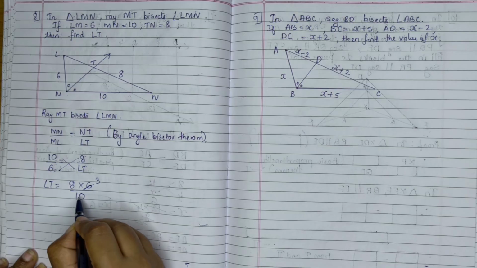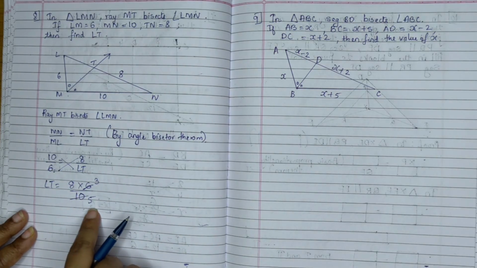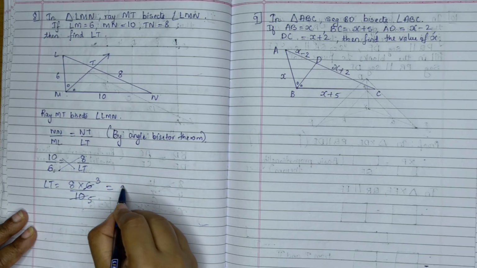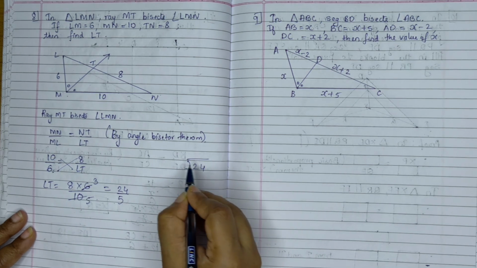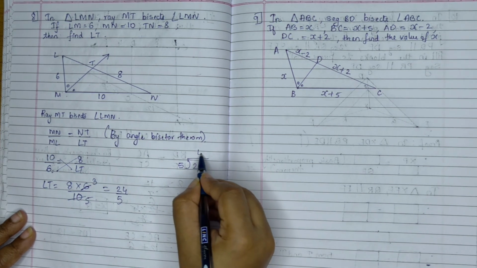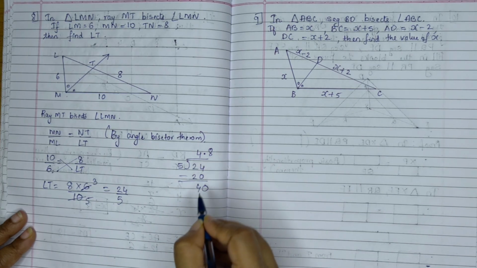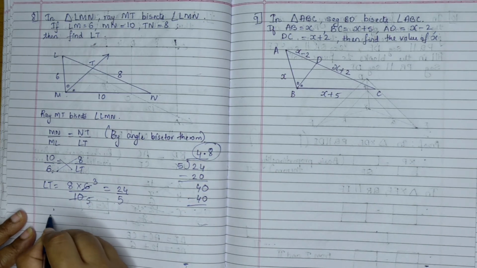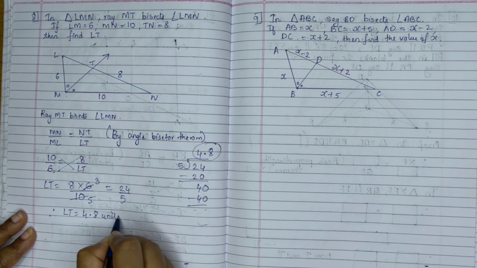2 3s are 6, 2 5s are 10. Now again you cannot reduce here. So what we will do is we will multiply and then we will divide. 8 3s are 24 divided by 5. So 24 upon 5. 5 4s are 20. Put a point here. 5 8s are 40. So therefore we got the value of LT. LT is equal to 4.8 units.